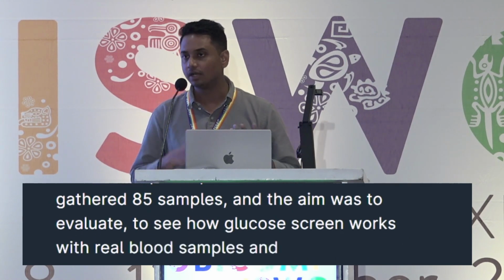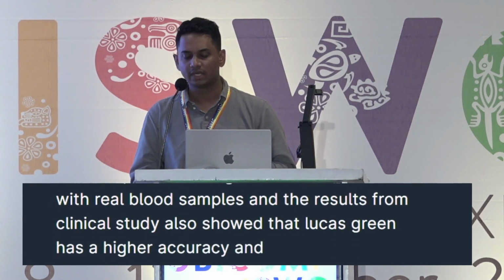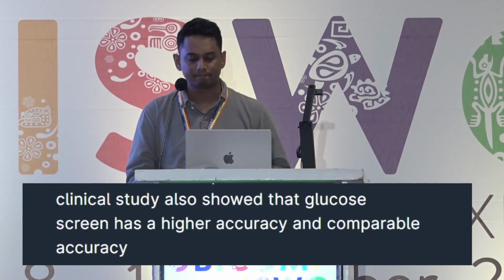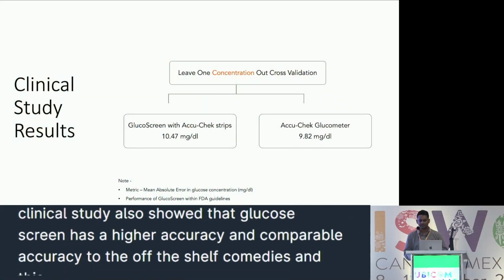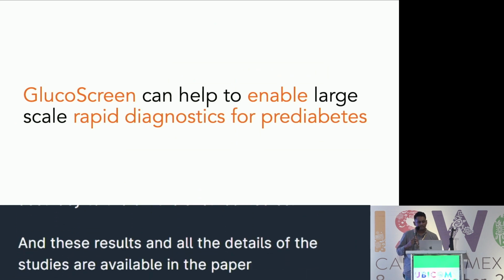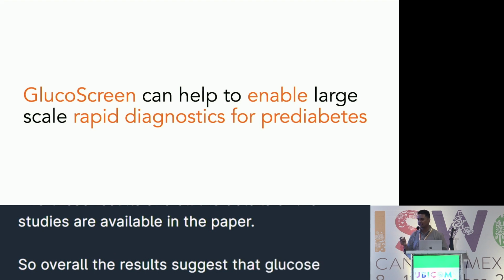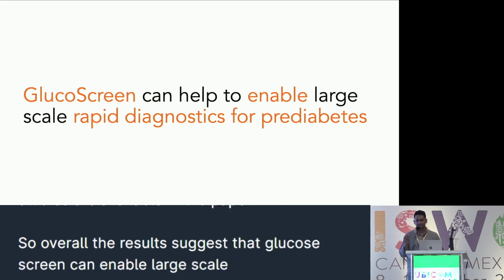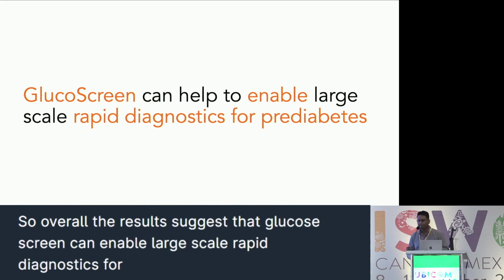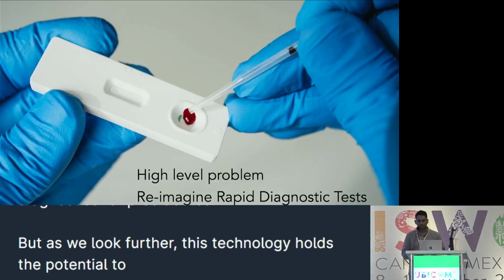And the results from the clinical study also showed that GlucoScreen has a higher accuracy and comparable accuracy to the off-the-shelf glucometers. And these results and all the details of the studies are available in the paper. So overall, the results suggest that GlucoScreen can enable large-scale, rapid diagnostics for prediabetes. But as we look further, this technology holds the potential to screen for other diseases as well.